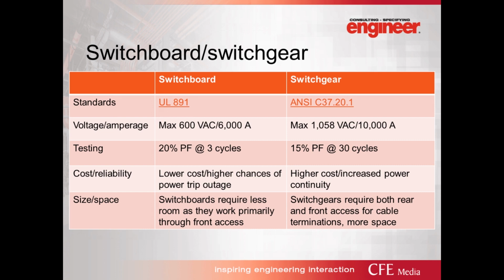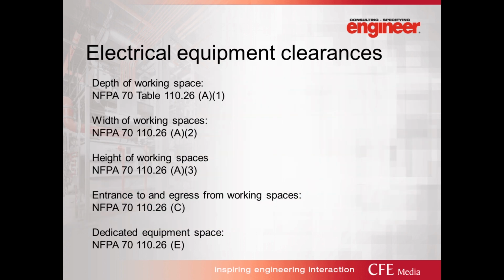The 30 cycle rated switchgear makes selective coordination much easier and also increases the power system reliability. So with these perks comes a higher cost of the electrical gear. The switchgear will also require rear and front access, which will require more physical space. So make sure that you coordinate with your architectural team the size of the main electrical closet based on the selected gear. We see more switchgears than switchboards in the critical facilities such as hospitals and data centers where the increased power continuity is a priority.